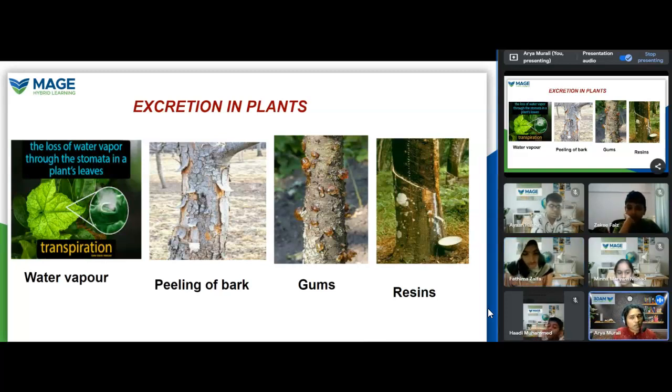Water vapor is lost through these stomata. Stomata are small pores, small holes seen under the leaves. Through that, water comes out of the plants. That is also a way of excreting waste material or excess water from the plants. These are the ways of excretion in plants.